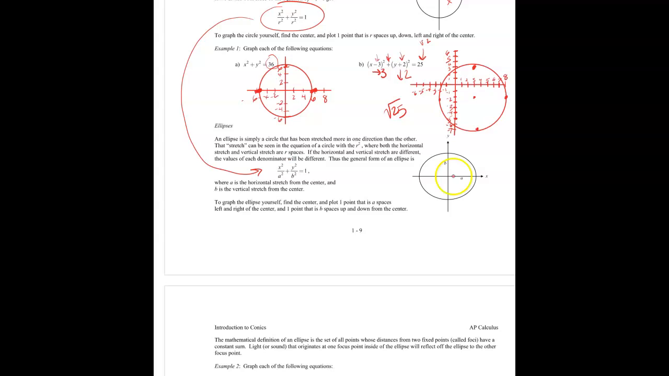And A is always going to go along with my x value, and B is always going to go along with my y value in these cases. Again, A is that horizontal stretch from the center, and B is that vertical stretch from the center. In order to graph an ellipse, we have to find the center still. We have to plot one point that is A spaces left and right of the center, and one point that is B spaces up and down from the center.